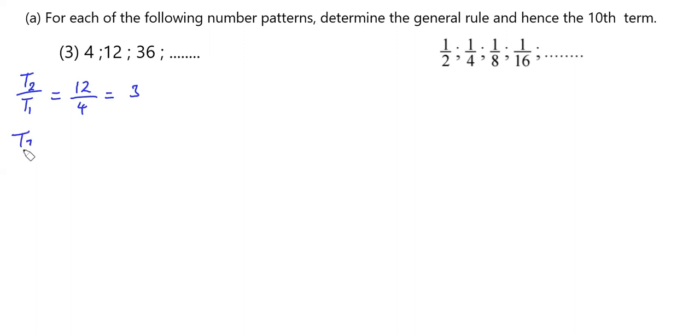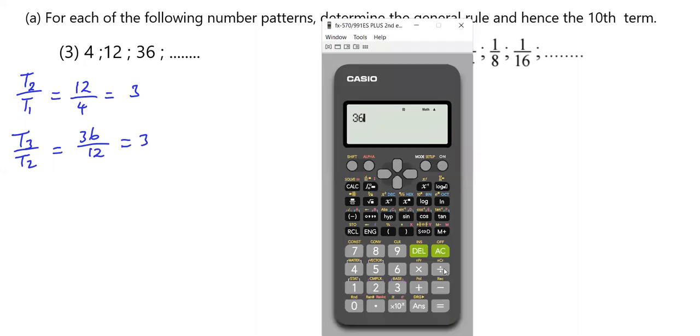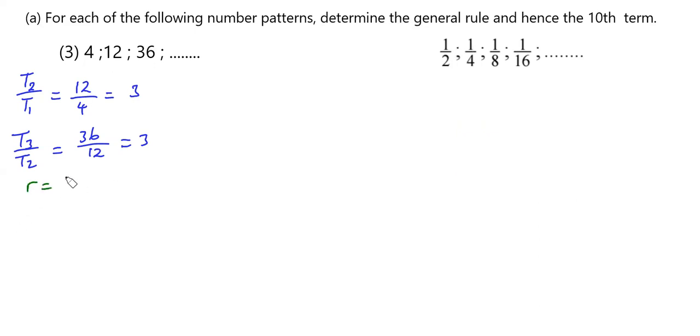Then T3 divided by T2 is going to be equal to 36 divided by 12, which is also going to give us 3, because if you say 36 divided by 12, you get 3. So here our common ratio, R, is equal to 3. What is our A? Our A is equal to 4, because that's the first term.